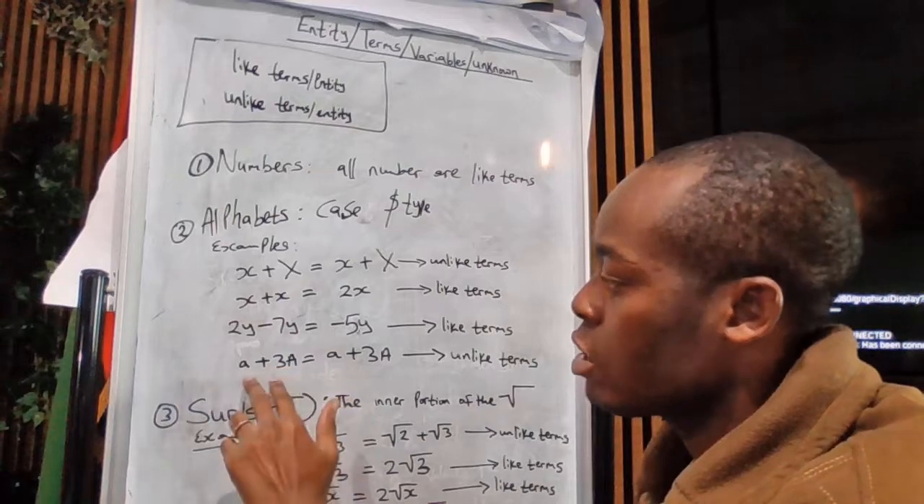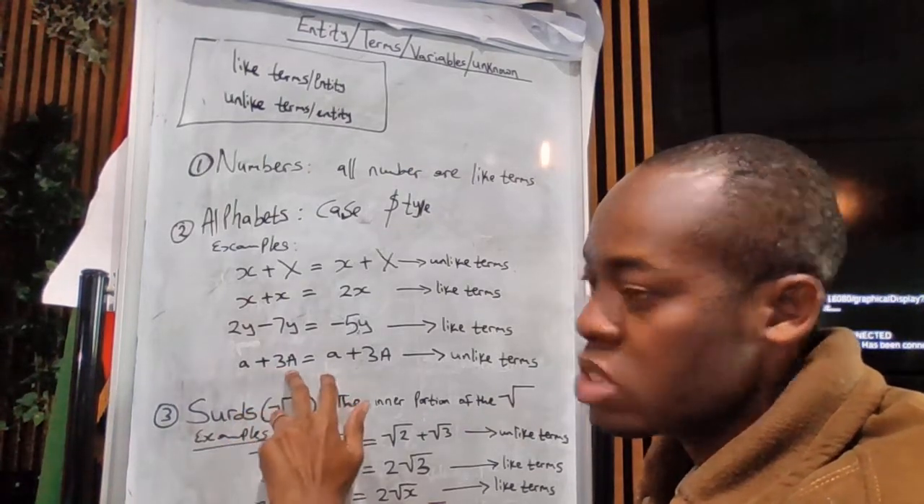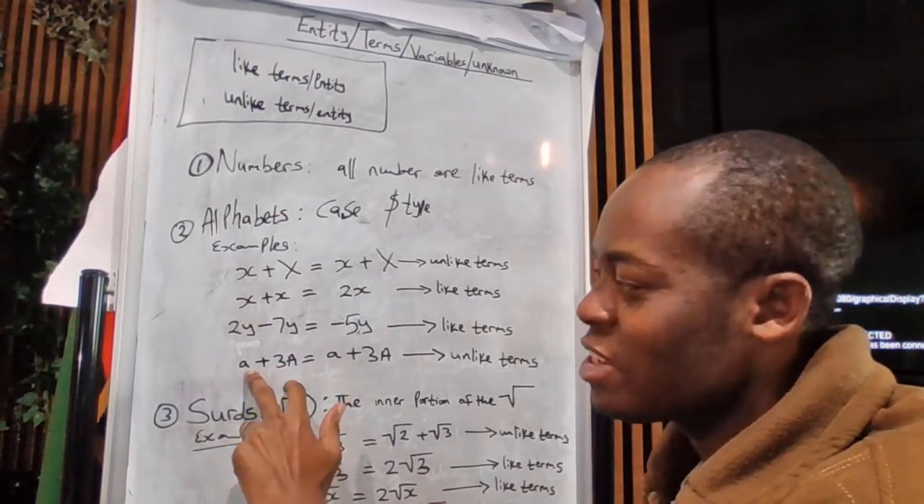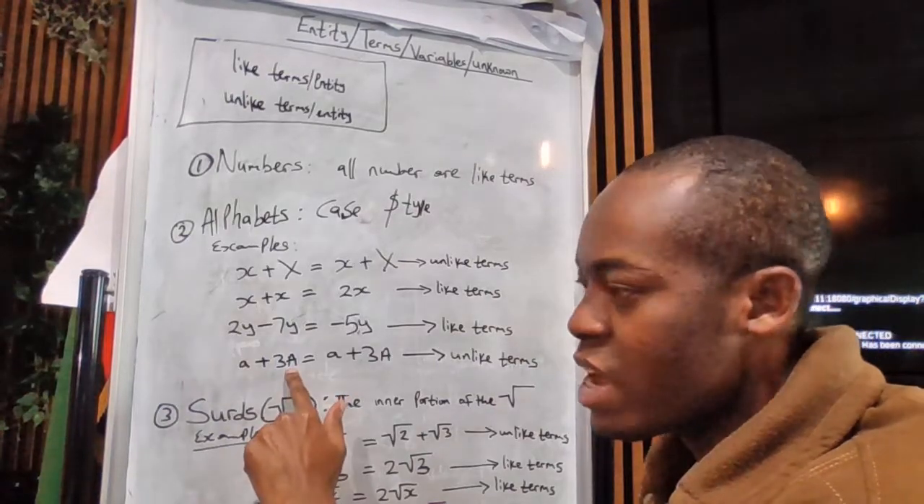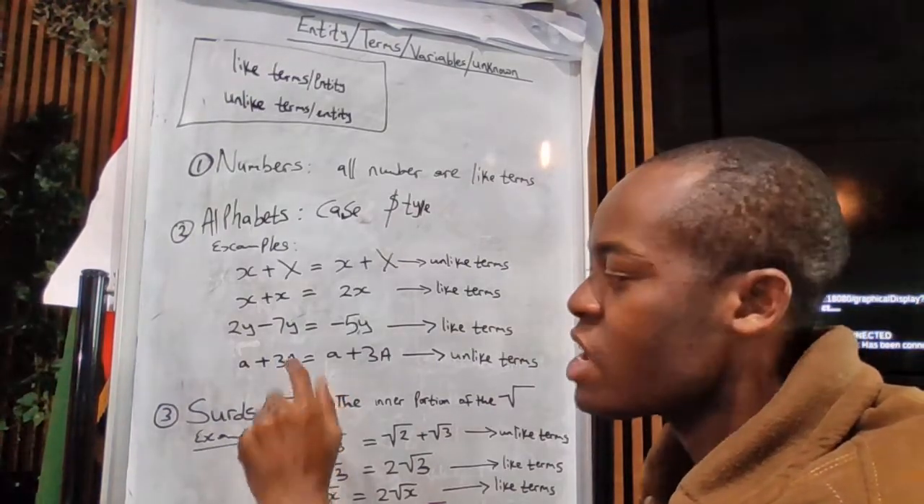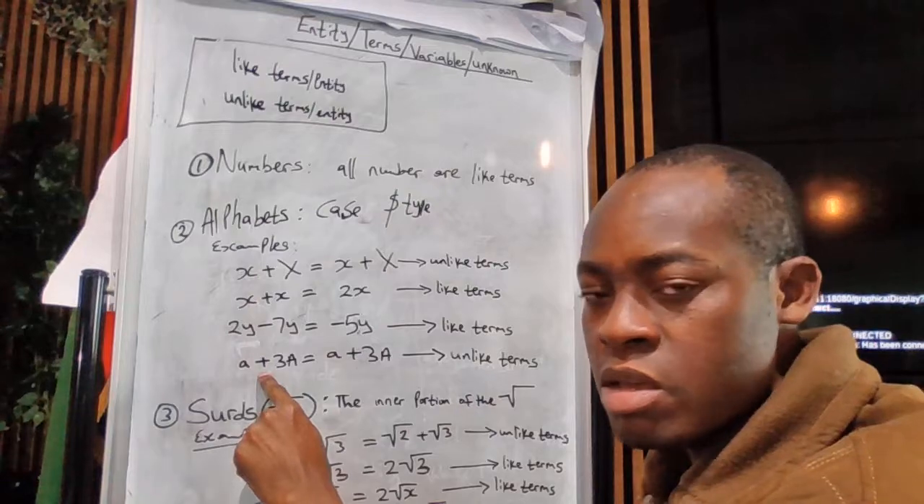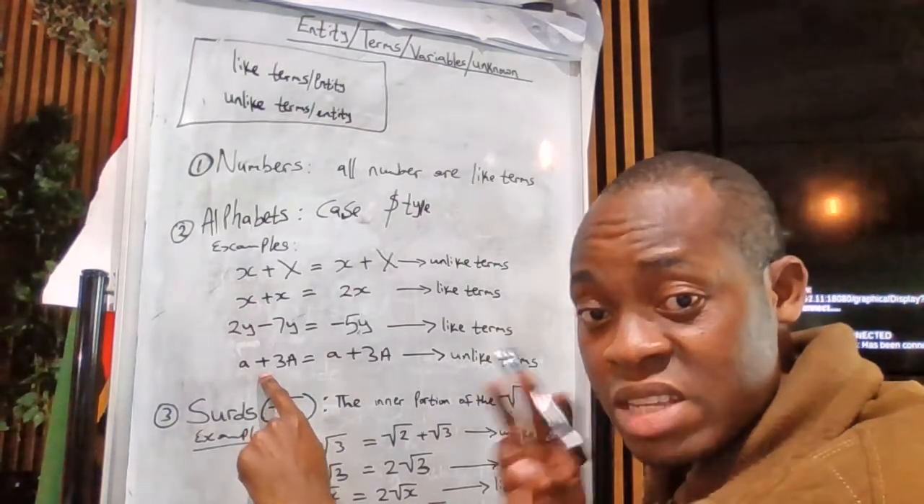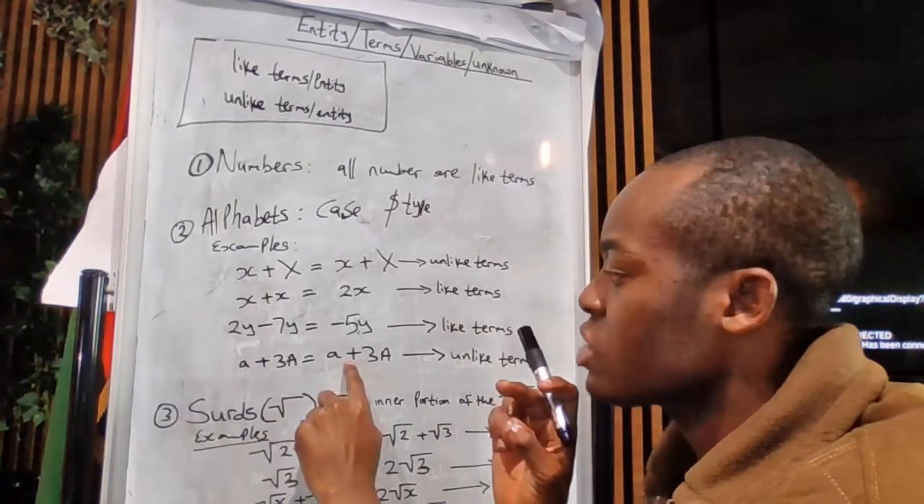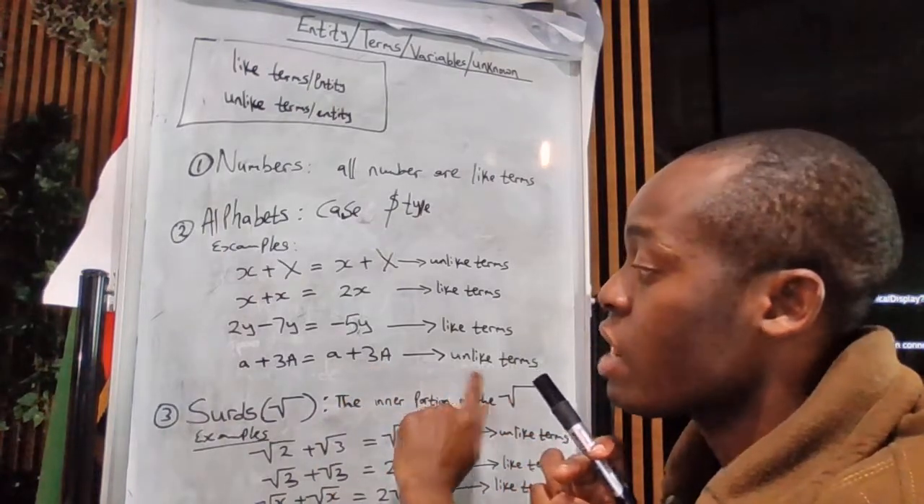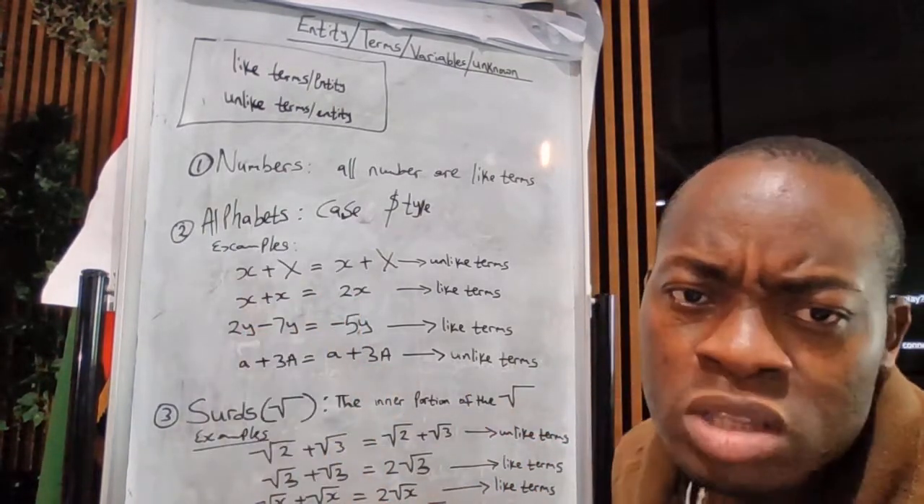That is just it. Look at the other one, a plus 3A. Small letter a, capital letter A. So they are not the same. You cannot add or subtract them if they don't have the same case and the same name. So that is why we have this answer, that is, they are unlike terms. That is that under alphabet.